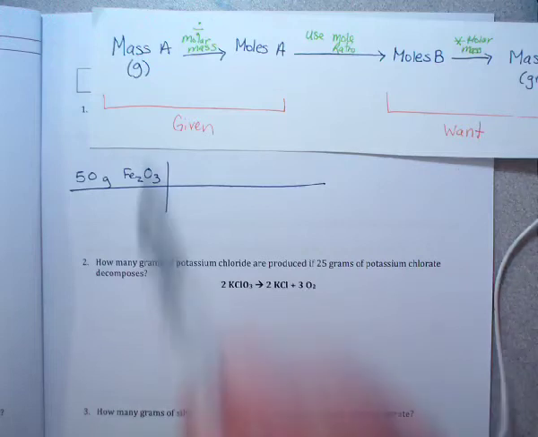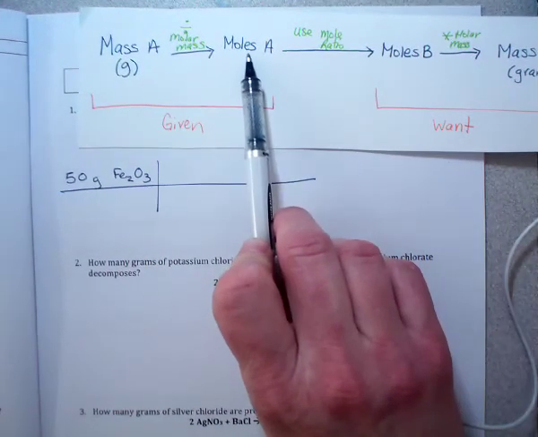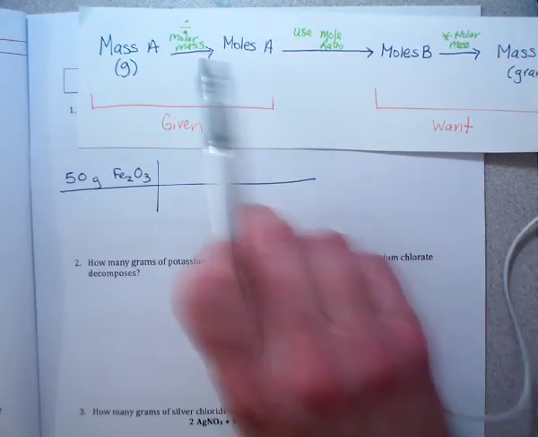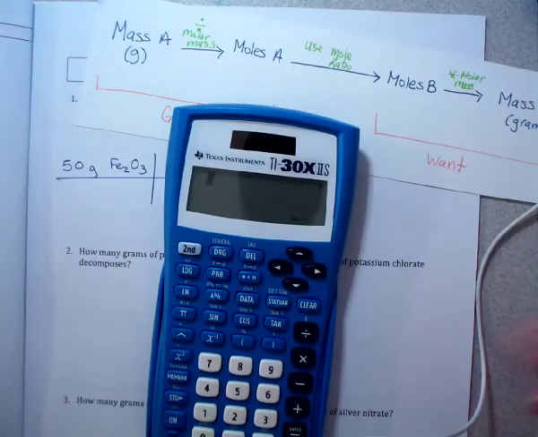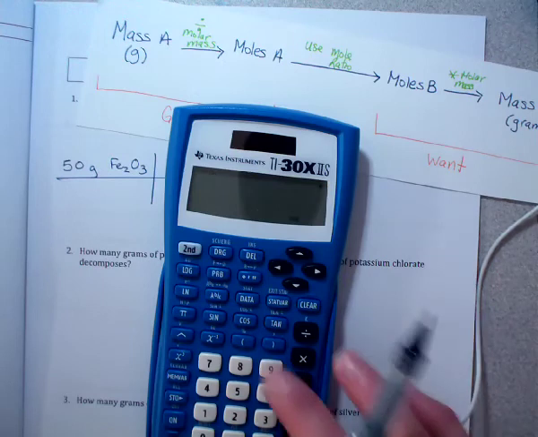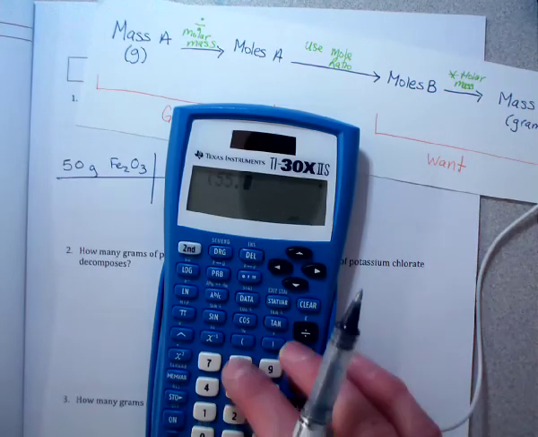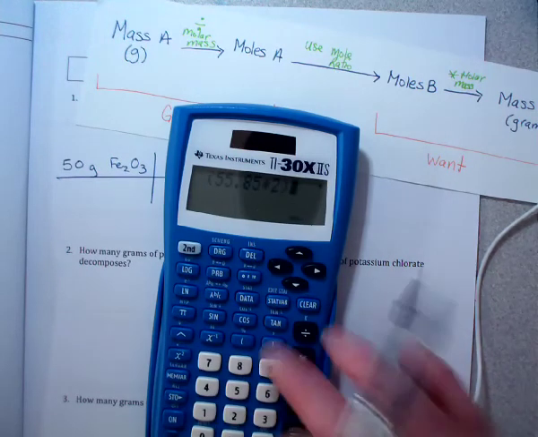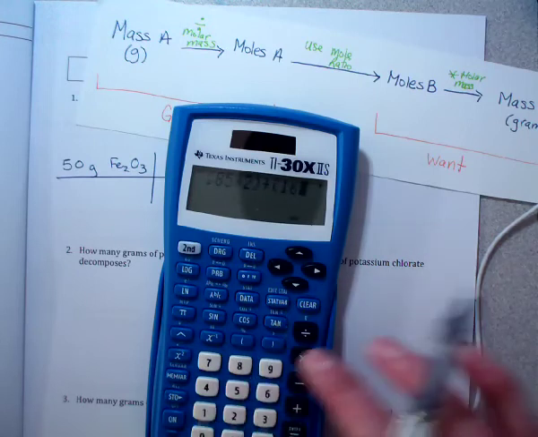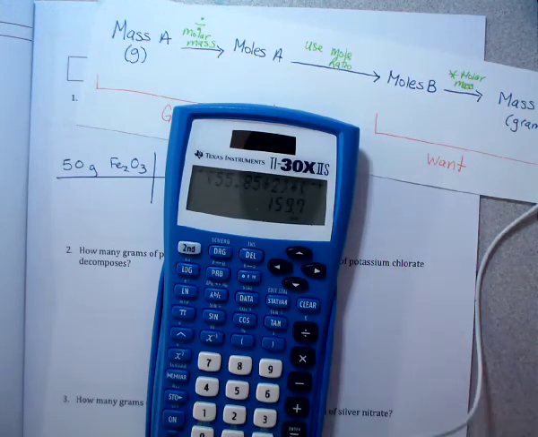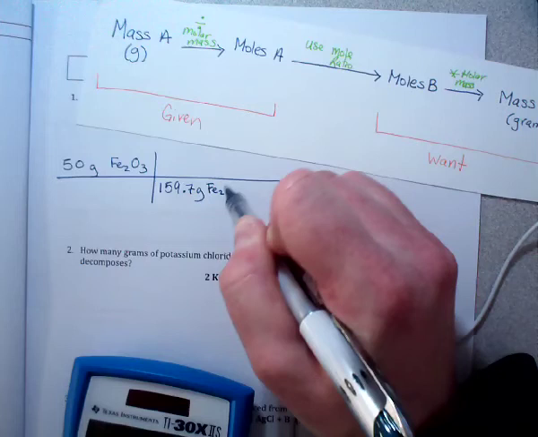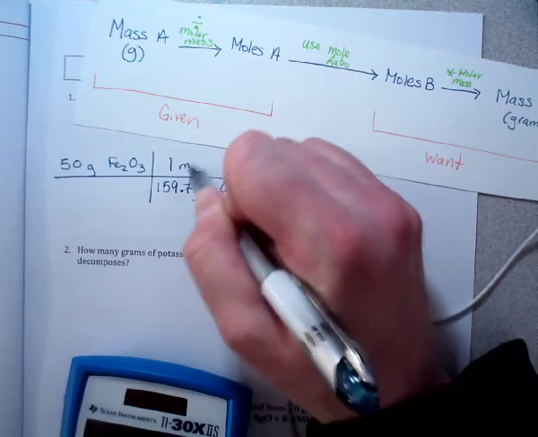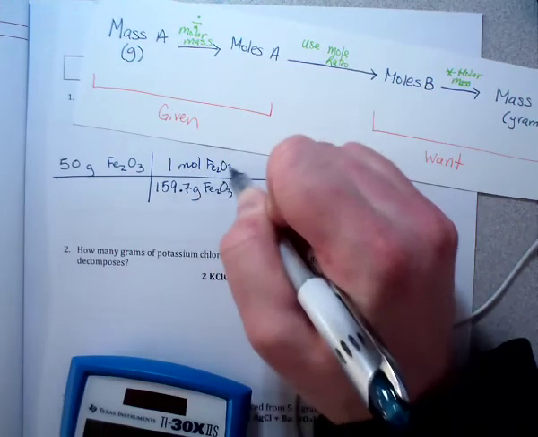Looking at our mole road, the first thing we're doing is turning that into moles of iron 3 oxide. I need the molar mass for that. So let's get out our calculators. Iron has a mass of 55.85 times 2, plus oxygen has a mass of 16 times 3. I have a molar mass of 159.7 grams of iron 3 oxide in 1 mole of iron 3 oxide.